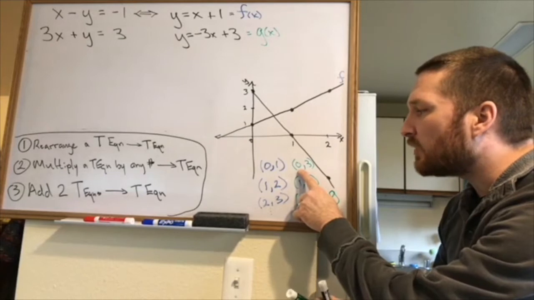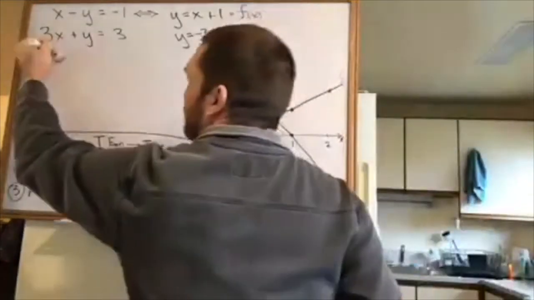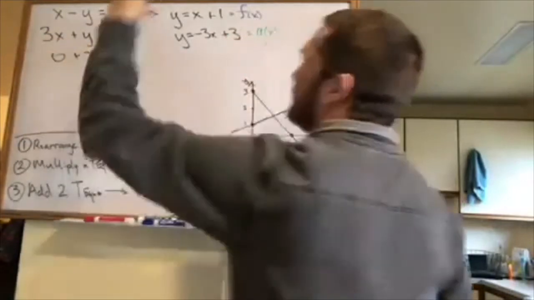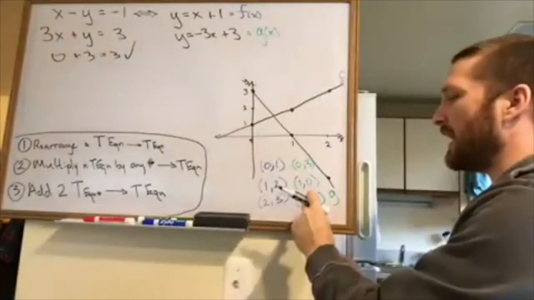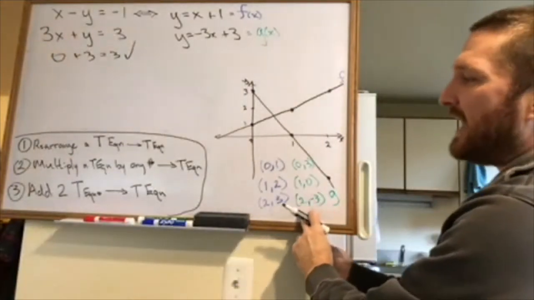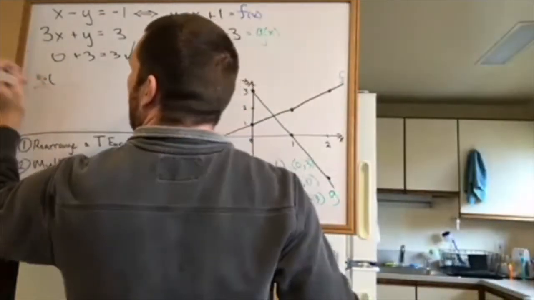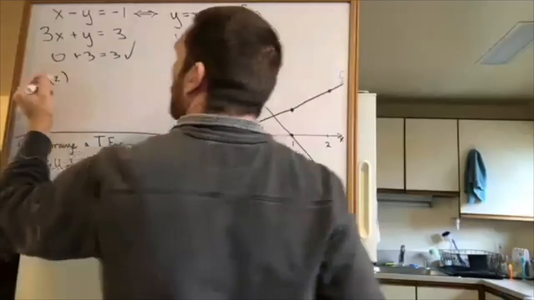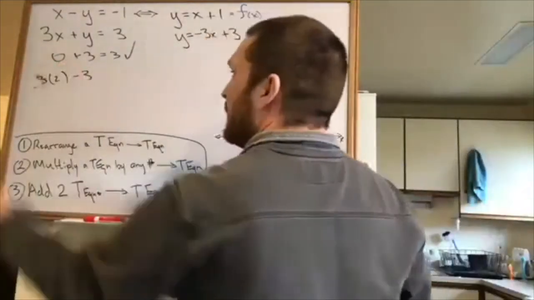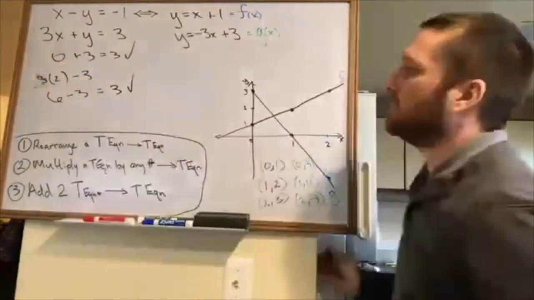I plug in a 0 for x and a 3 for y. Plug in a 0 for x, we get a 0. 3 for y, we get a 3. Does that equal 3? Yes, it's a true equation. What about, let's do a little hard one, 2 and negative 3. Plug in a 2 for x, and we get 3 times 2, plus negative 3 is the same thing as minus 3. I get 6 minus 3 is equal to 3, check, yes.